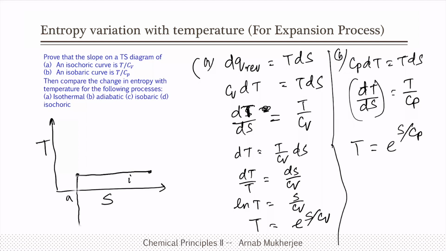Both are exponential, but which will go in a steeper manner? We know that Cp is greater than Cv, right. So, therefore, S by Cp is a smaller number, S by Cv is a bigger number because Cv is smaller. So, therefore, the isobaric process will go exponentially, and the isochoric process will be even higher, with a higher exponential it will move. So, this is the isobaric process, this is C, and the isochoric process, this is D.